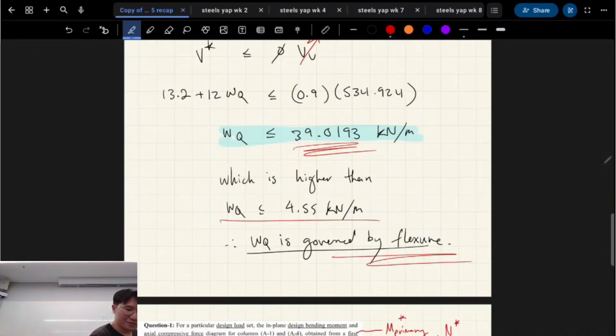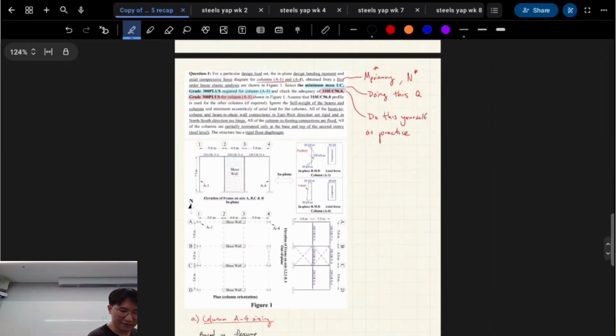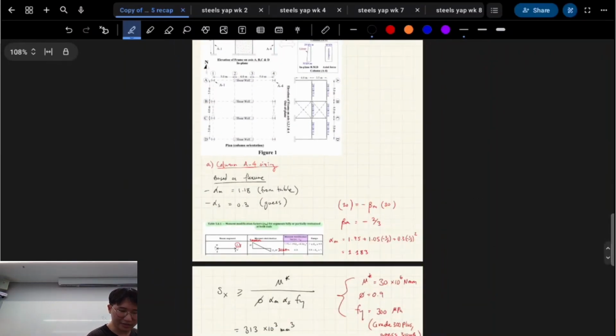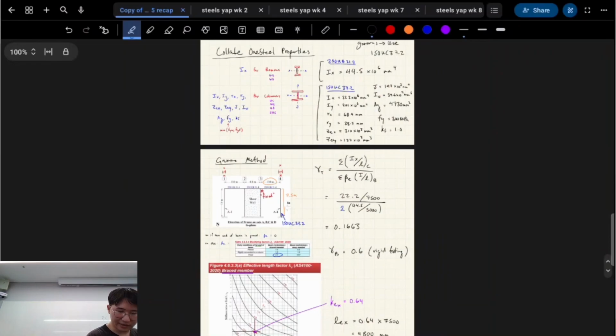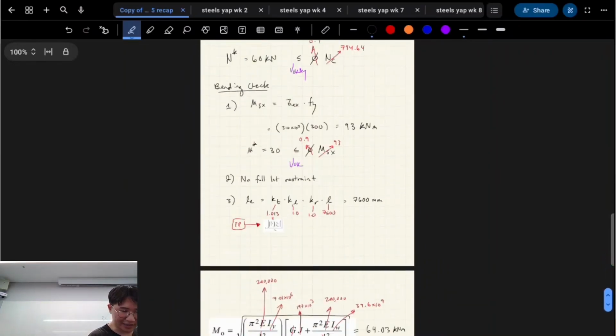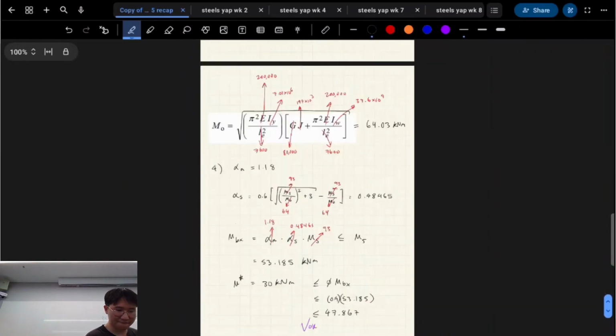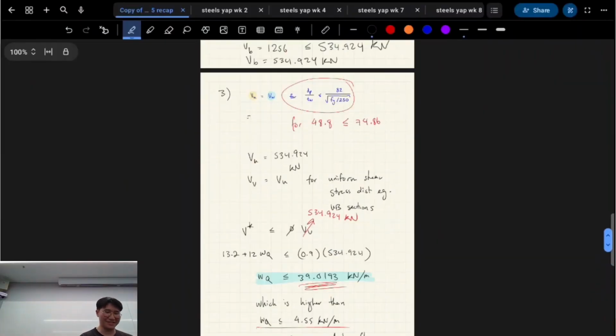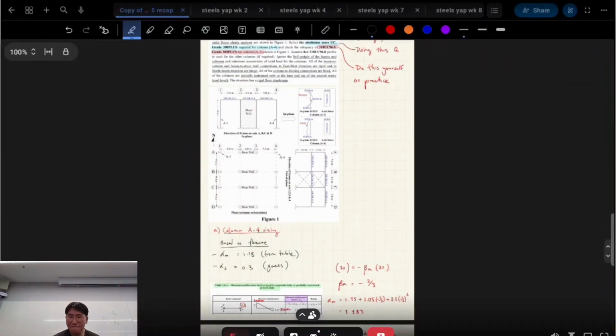Okay, that's all we have time for, but I did also give you a beam column question to look at as well if you'd like. And yeah, that's got gamma method, moment amplification, combined checks. Have fun. Alright, thank you guys.